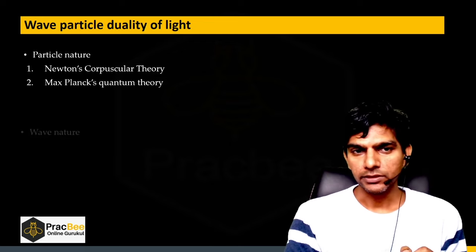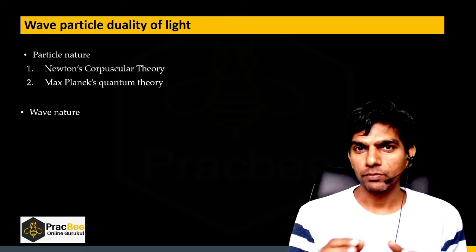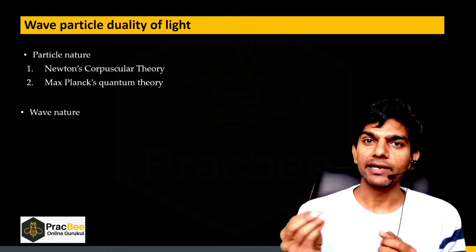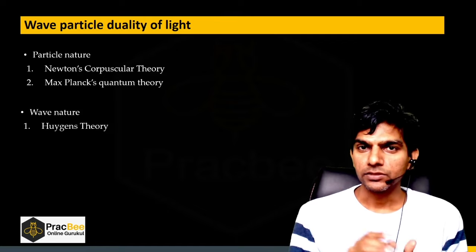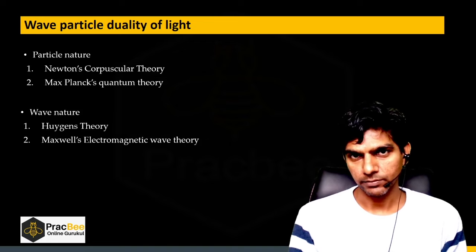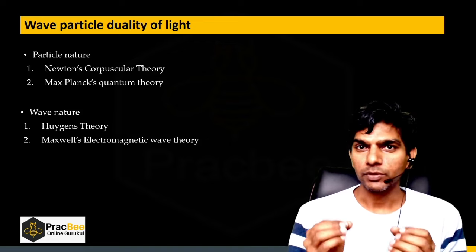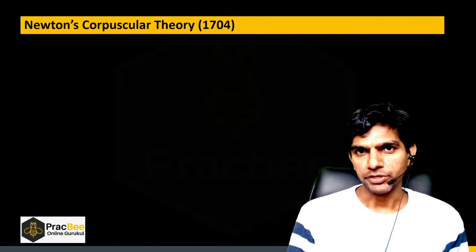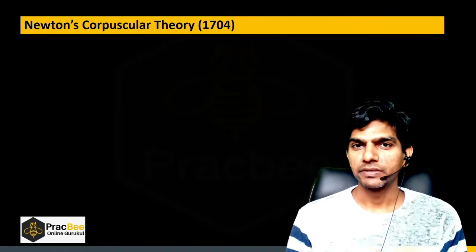And there are two important theories that we have to briefly understand, which consider light as a wave. First is Huygen's wave theory, and second is the Maxwell's electromagnetic wave theory. So let us understand briefly about these theories. So Newton's corpuscular theory. Newton proposed this theory in the year 1704.